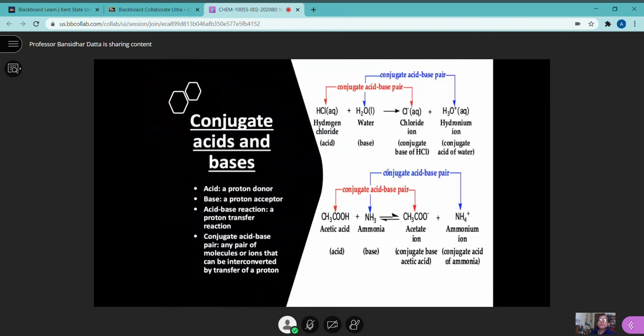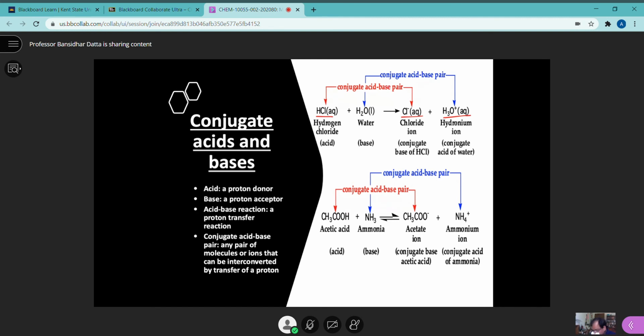So this is the example, all right? HCl, hydrochloric acid, is an acid. H2O, water, is taking the proton and making Cl minus, chloride, and hydronium. So water is accepting the proton from HCl, and HCl is donating the proton. Since HCl is donating the proton, it's an acid. Water is accepting the proton, so it's a base. When HCl donates the proton, it generates Cl minus. Cl minus is the conjugate base of HCl.